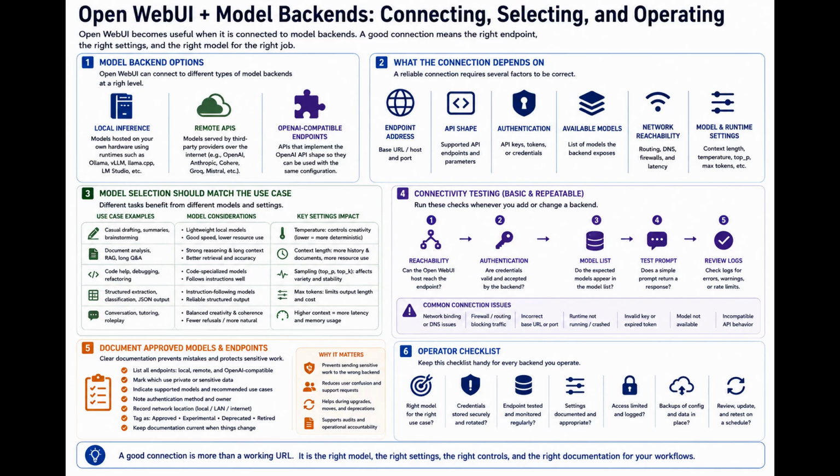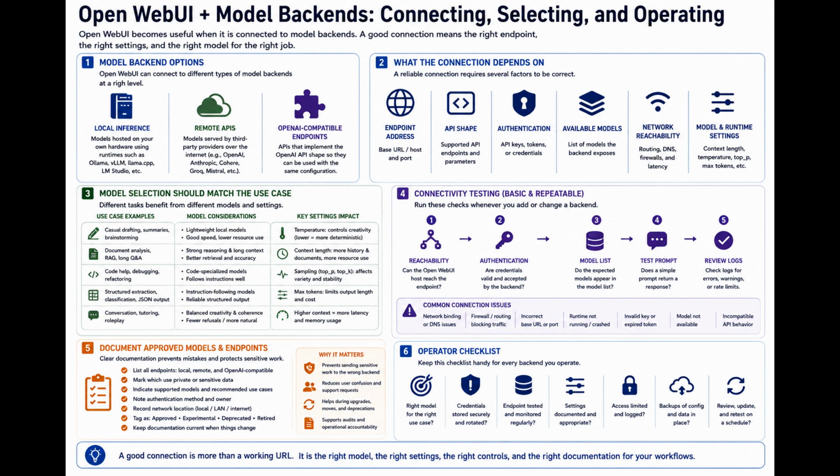OpenWebUI becomes useful when it is connected to model backends. Those backends may be local inference services, remote APIs, or OpenAI-compatible endpoints at a high level. The connection usually depends on an endpoint address, supported API shape, authentication details, available model names, network reachability, and settings such as context length or generation parameters.